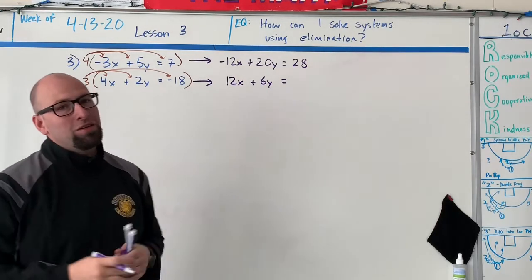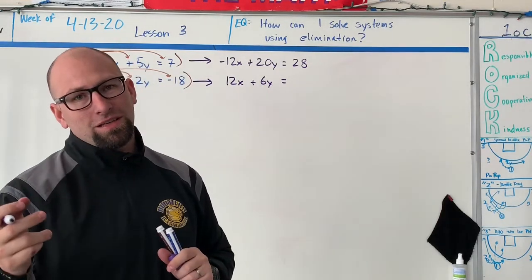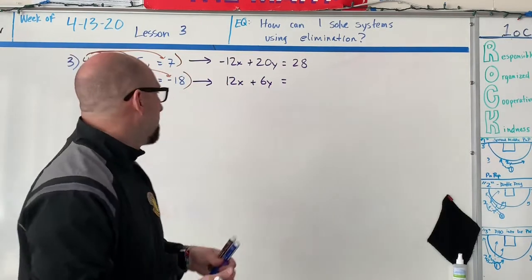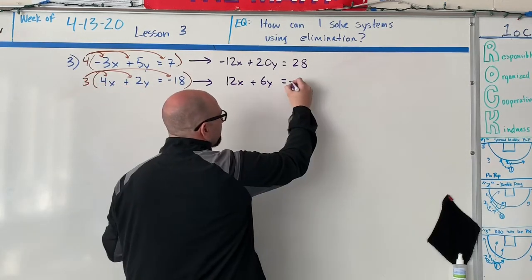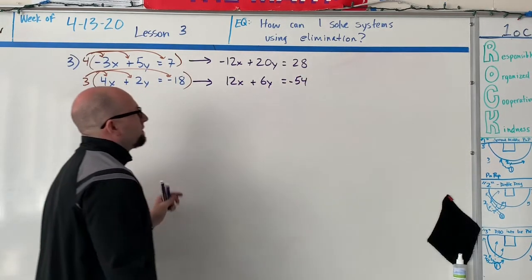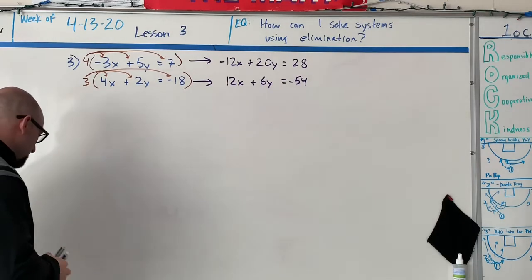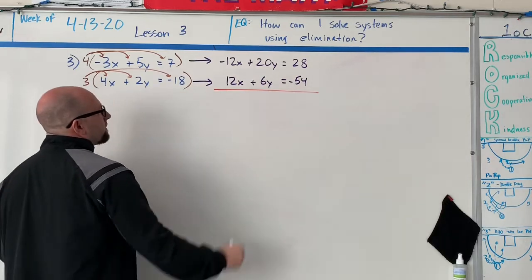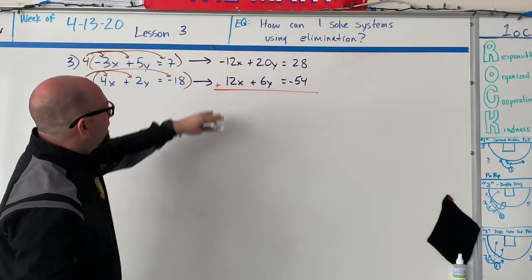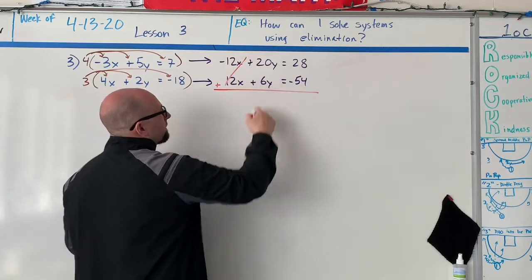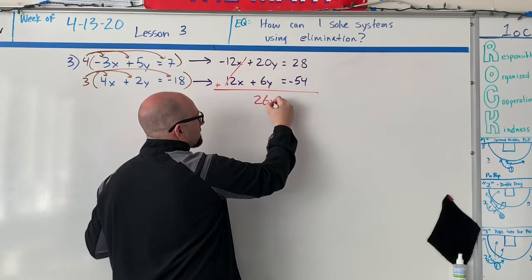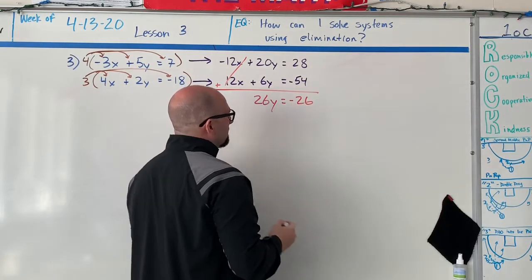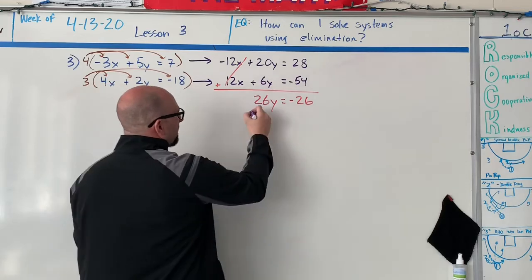If you can't think of that and you don't have a calculator, 3 times 10 is 30. 3 times 8 is 24. 30 plus 24 is 54. But it's a negative because we got that -18, so it's -54. All right? So now we're going to put those all together. Just act like you're adding them. -12 plus 12, nothing. 20 plus 6, 26y. And then we've got -26. So divide by 26.